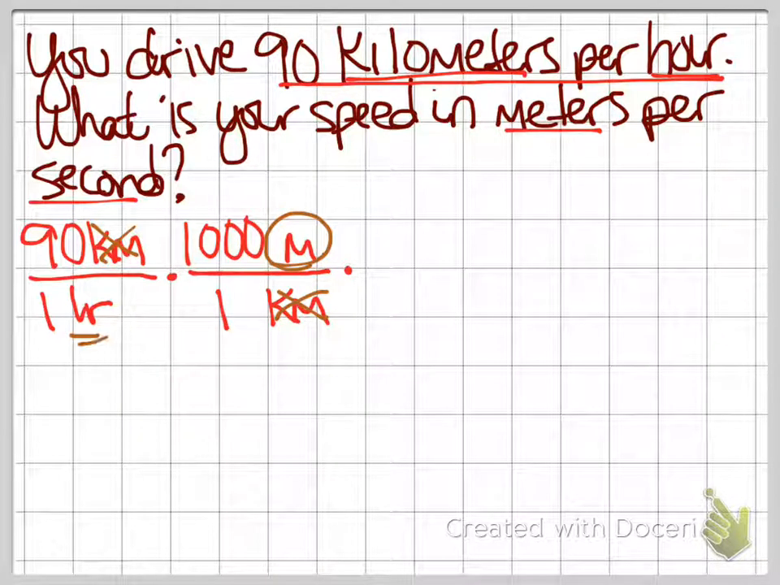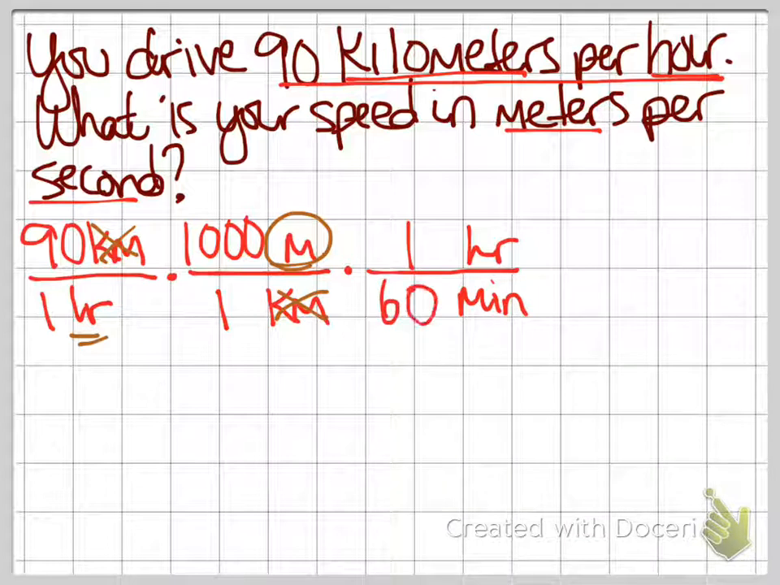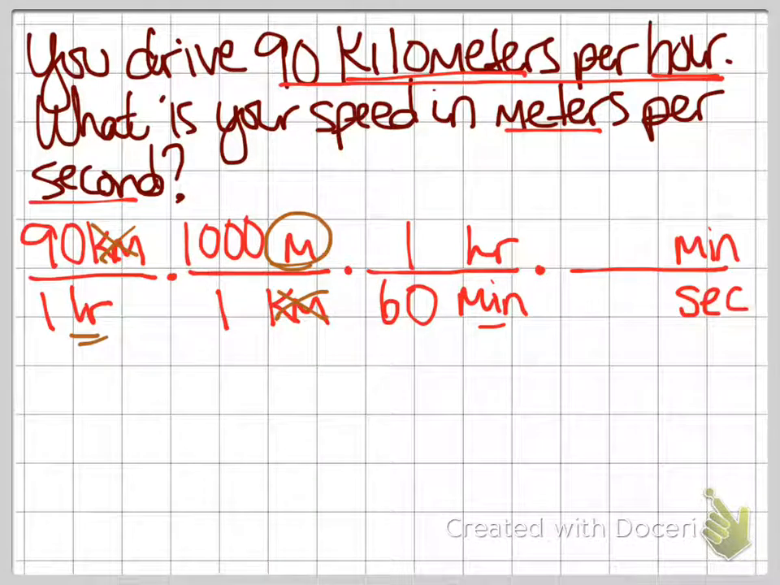Now we just need to deal with our hours. We need to change our hours into seconds. Well, again, since my hours start off in the denominator, I need hours on top. And the simplest conversion is hours into minutes. And we know that 1 hour is 60 minutes. But we don't want minutes, we want seconds. So again, since my minutes is on the bottom, my conversion factor is going to have to be minutes on the top and seconds on the bottom. And again, 1 minute is equal to 60 seconds.